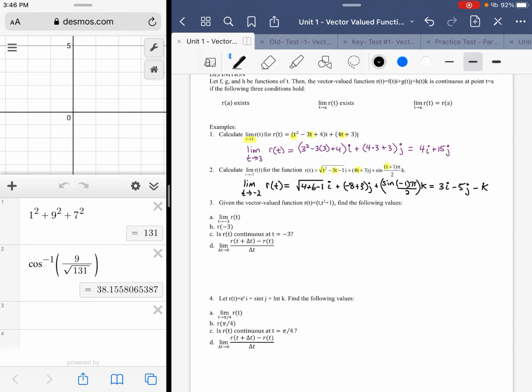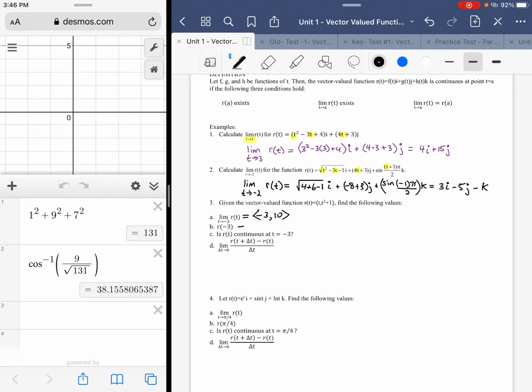Number 3, we're given a vector valued function in 2 dimensions. They're asking us to evaluate, or at least find the limit, when t is equal to negative 3. So it's pretty easy. Negative 3 goes in for t. When I square it, I get a 9, plus 1 is 10. All right, so we're looking at the vector negative 3, 10.